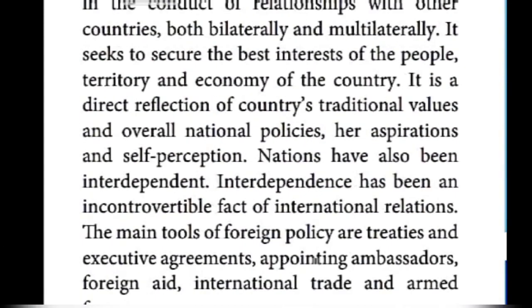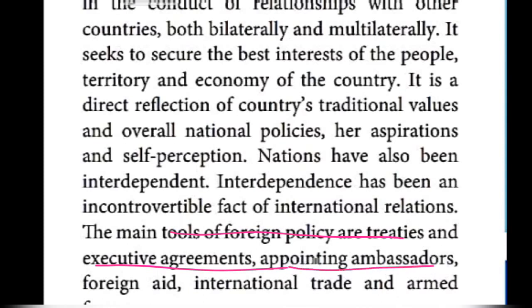So the next, what is given in the sense, the main tools of foreign policy. This is the 2-mark answer, children. What are the main tools of the foreign policy? Treaties. Yes, they signed a number of treaties to develop the relationship among themselves. Treaties and executive agreements. They make 20 years agreements, 25 years agreements and all. So that's one of the tools of the foreign policy.